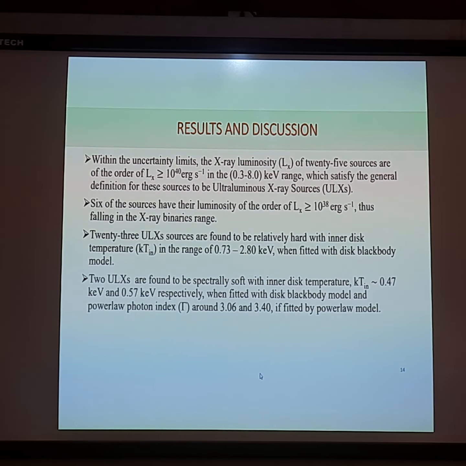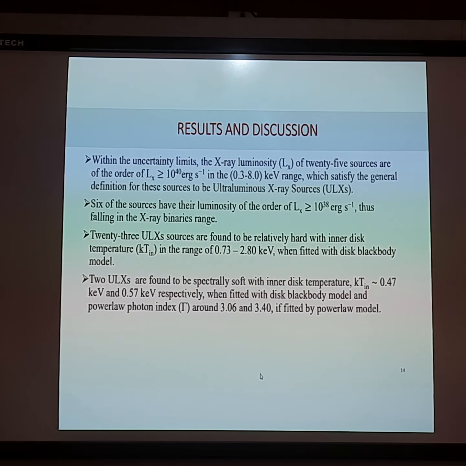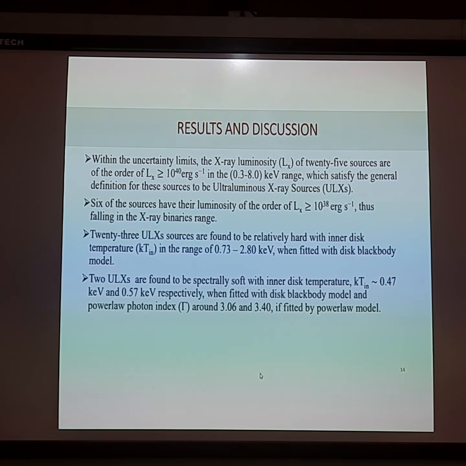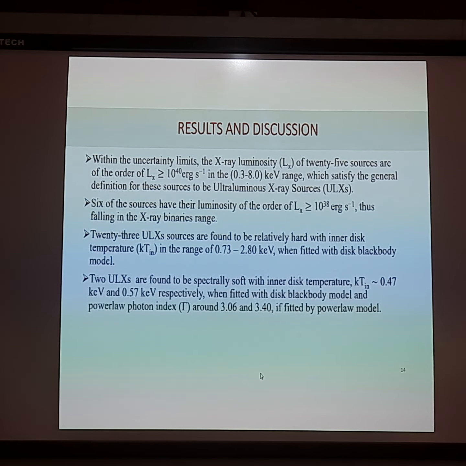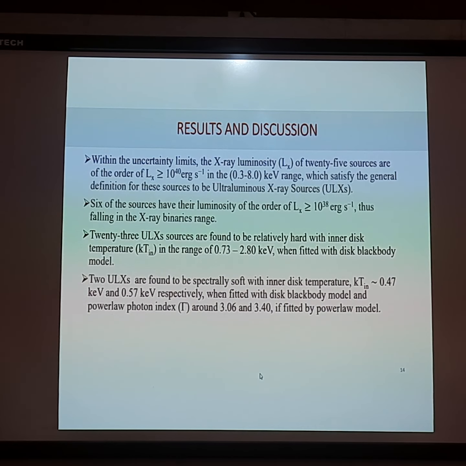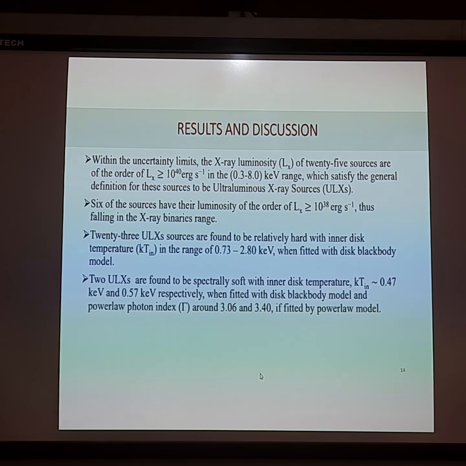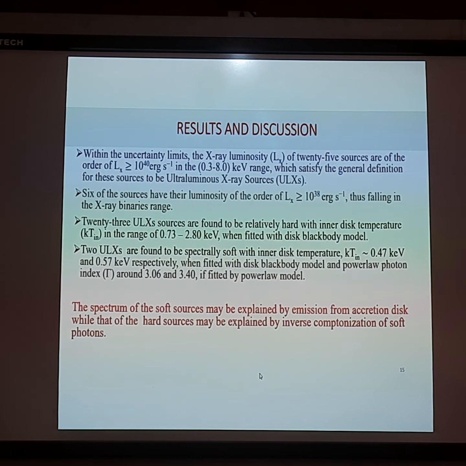And out of the 25 ULX, 23 are spectrally hard, with inner disk temperature in the range of 0.73 to 2.8 keV when fitted by the disk blackbody model, and 2 of the ULX are soft with inner disk temperature around 0.47 keV and 0.57 keV fitted by the disk blackbody model.